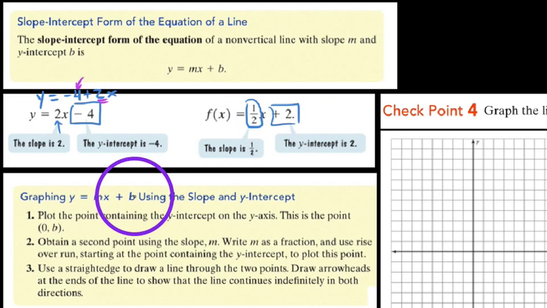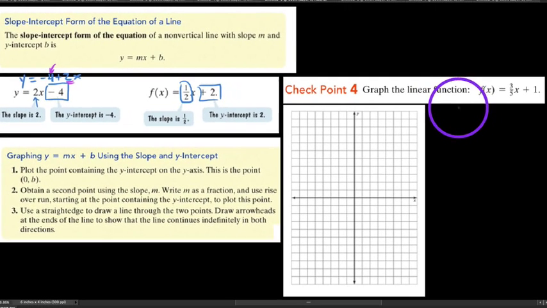So here's the deal. When you want to graph out of slope-intercept form, I've got three distinct steps here, but basically the first one is this. Plot the point containing the y-intercept on the y-axis. We say this is the point 0, comma b. So looking at this example over here, it says graph the linear function f of x equals 3/5 x plus 1. I think it's worth our time to indicate on the side here that our slope is 3/5, that is, we have a rising graph, and that our y-intercept is 1.